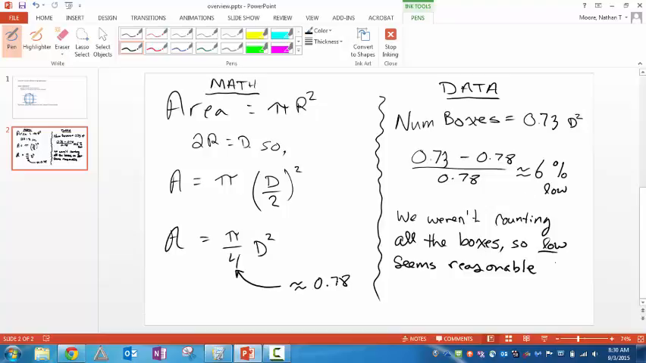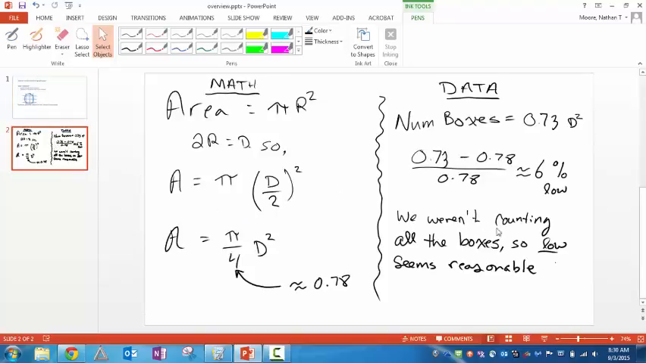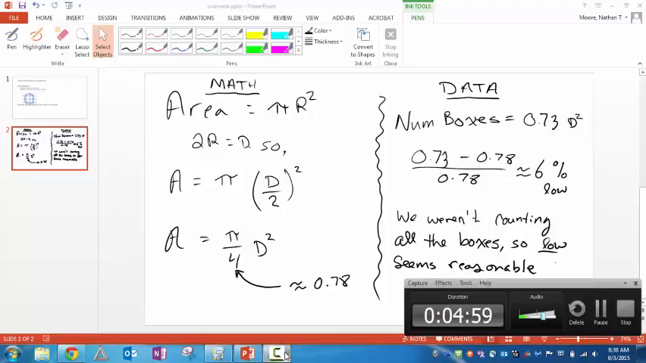Now, a reminder, we weren't counting all of the boxes. We threw out this edge and this edge and this edge, and everyone had their own routine. So the fact that we're low also seems reasonable. All right, that's the end of the story that I've got for you.